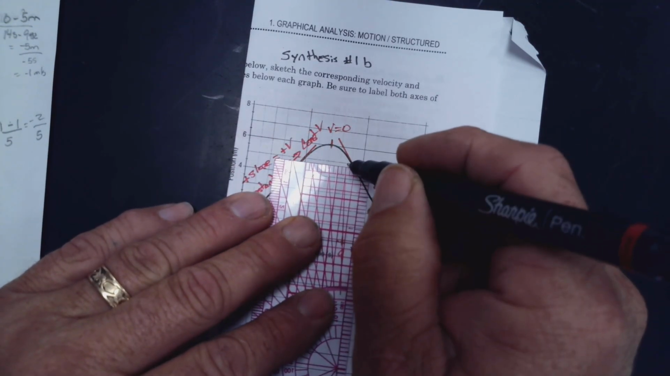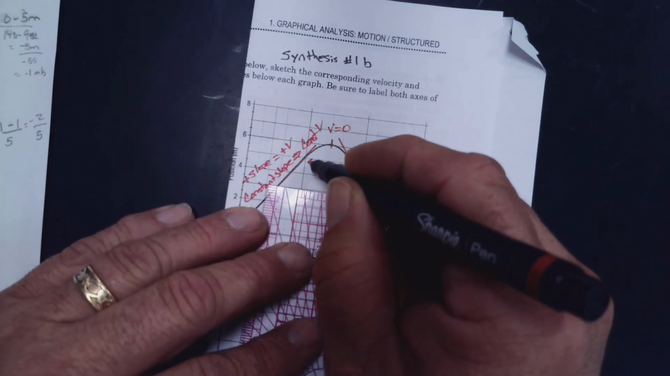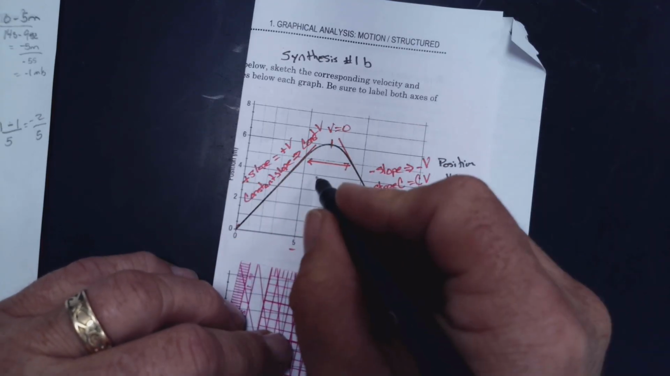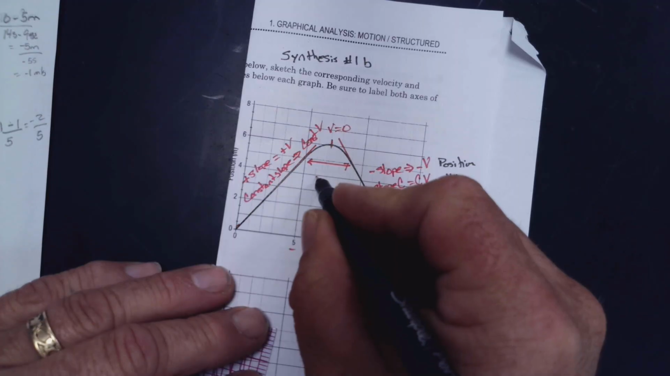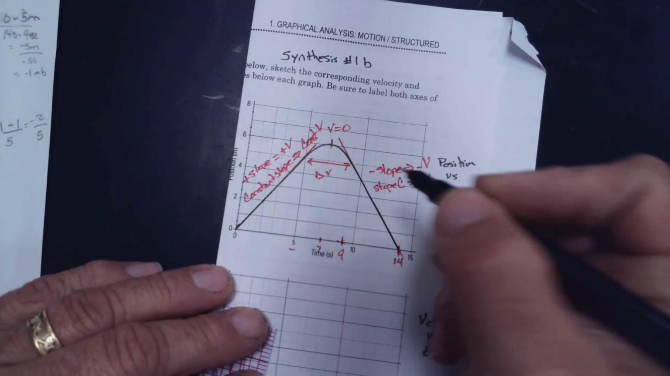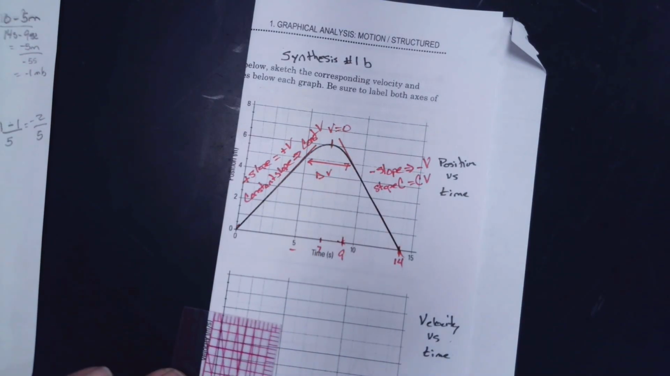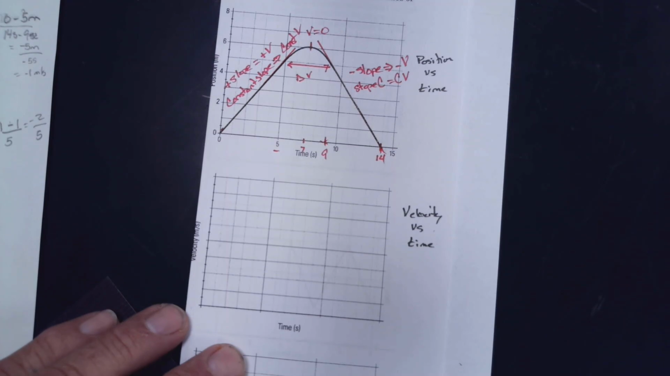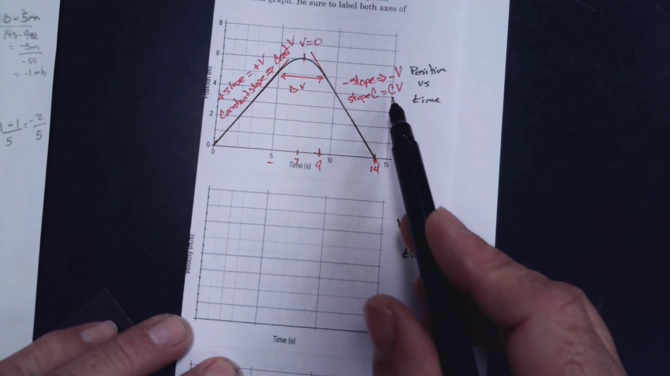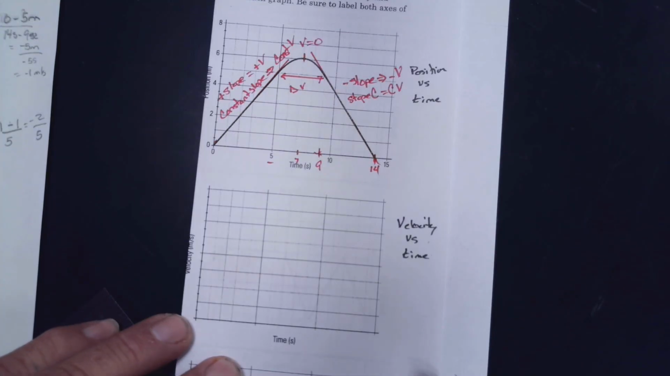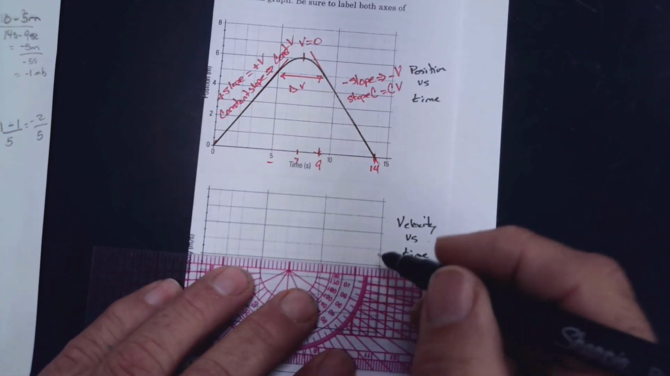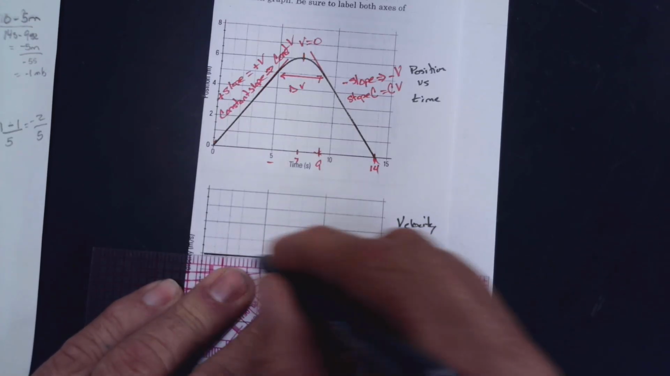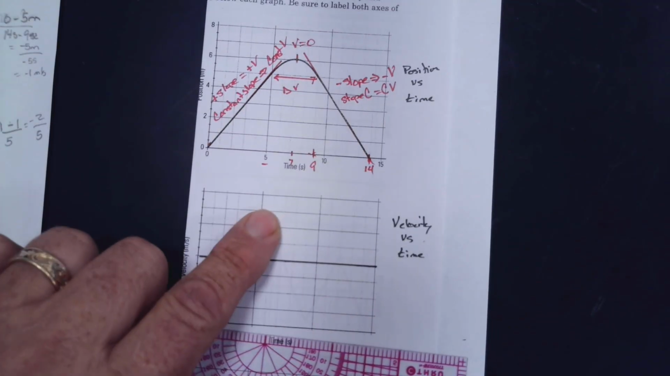So in this range right here, I'm going to have a change in my velocity because it's not constant. My slope is changing. So I know I'm going to have a negative velocity and I have a positive velocity, so I need to make sure I put an origin line that allows me to have a negative velocity area and a positive velocity area.